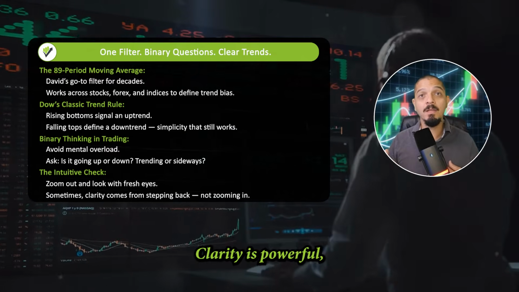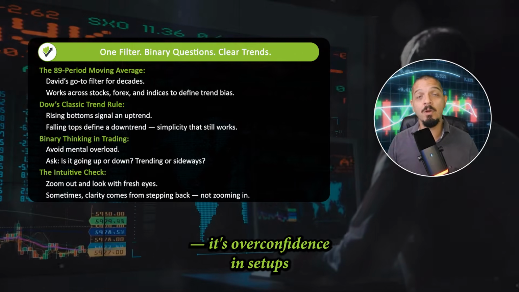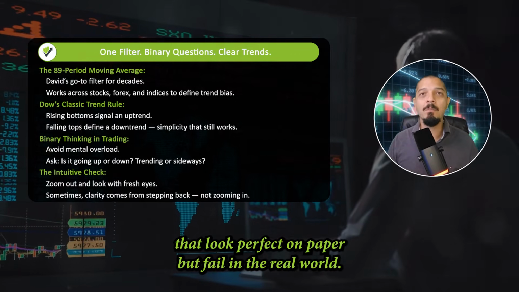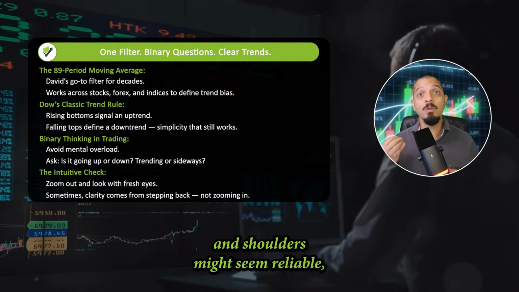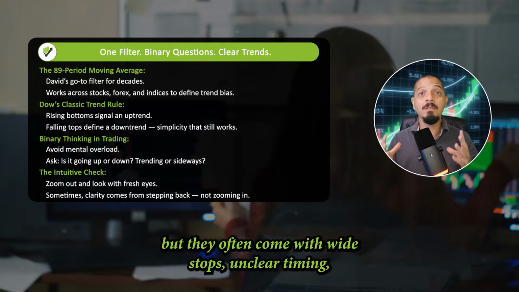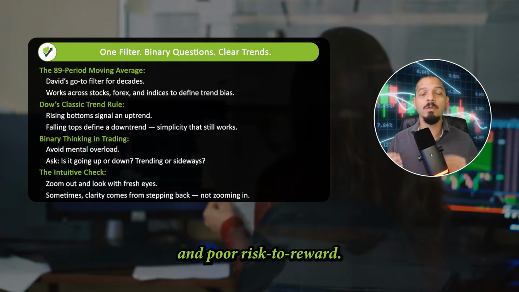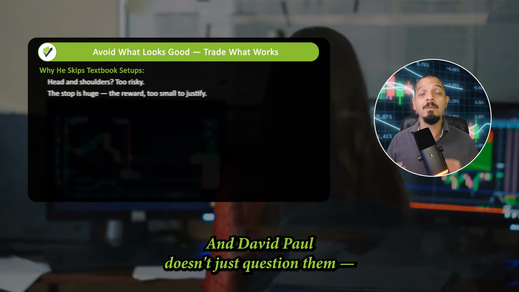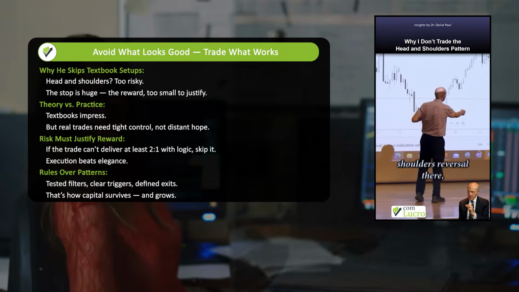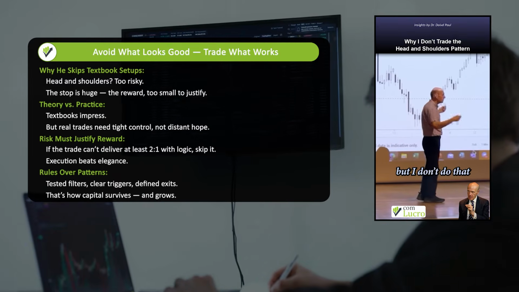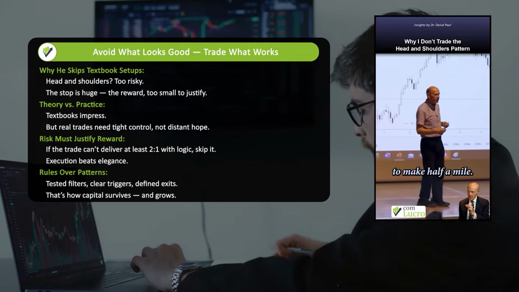Clarity is powerful, but sometimes the biggest trap in trading is not confusion, it's overconfidence in setups that look perfect on paper but fail in the real world. Textbook patterns like head and shoulders might seem reliable, but they often come with wide stops, unclear timing, and poor risk to reward. And David Paul doesn't just question them, he avoids them entirely. Here's why. There's a head and shoulders reversal there, but I don't do that sort of stuff because the risk is a mile to make half a mile.